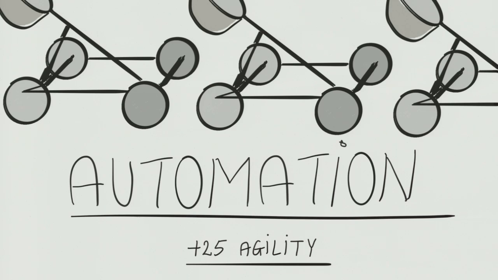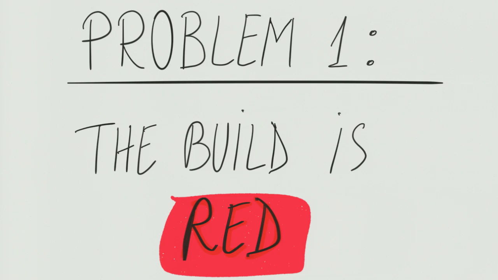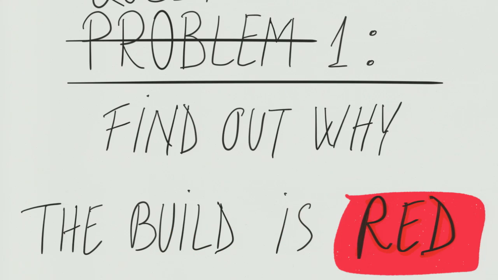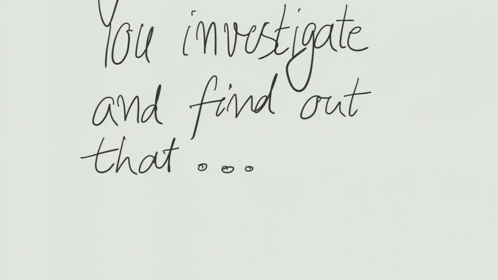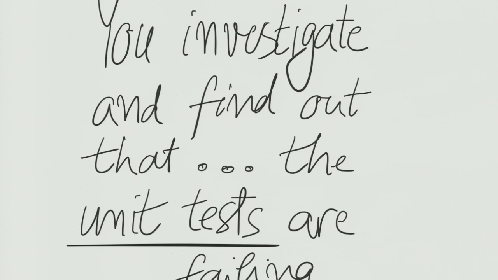So, of course, now you've chosen automation, and you feel that this is a step in the right direction, but with it comes some new problems. Problem one, the build is red. I'm sorry, did I say problem? I mean quest. First quest for you, the brave and mighty tester, is to find out why the build is red. So you use your intelligence stat and you investigate and you find out that the unit tests are failing.